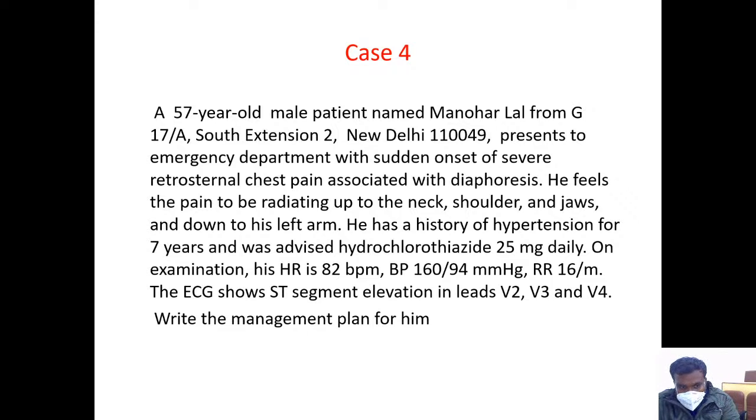He has a history of hypertension for 7 years and was advised hydrochlorothiazide 25 mg daily. On examination, his heart rate is 82 beats per minute, BP is 160/90 and respiratory rate is 16. Respiratory rate is normal, whereas the BP is elevated and heart rate is a little bit elevated. And the patient has undergone ECG, which shows ST segment elevation, confirming the diagnosis of acute myocardial infarction in leads II, III and aVF. So now we have to write the management plan.